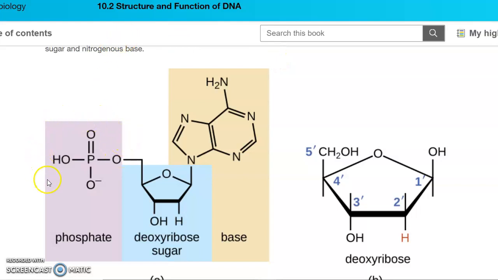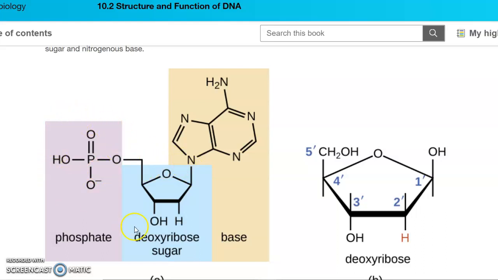And what we have is a phosphate group. So this is considered a polyatomic ion. It's a phosphate that's been bound to 3 oxygens and a hydroxide over here, and it's carrying this negative charge. So this is a phosphate group.